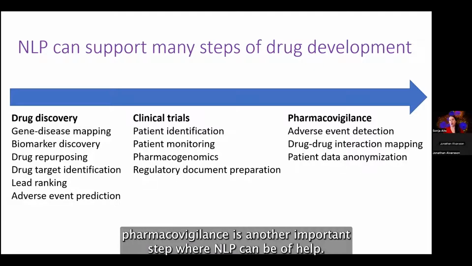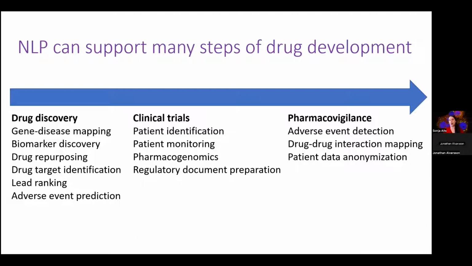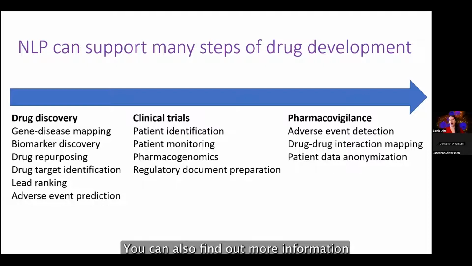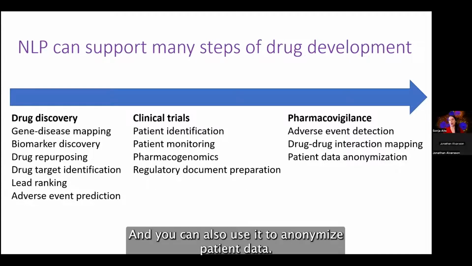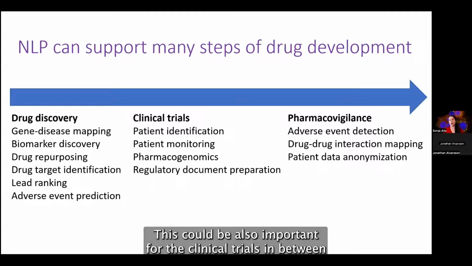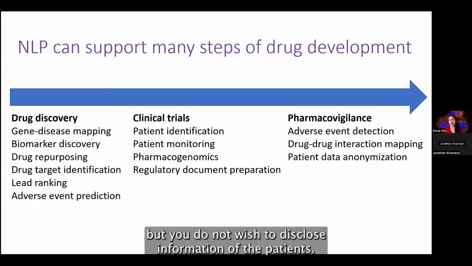Pharmacovigilance is another important step where NLP can be of help. So, for example, adverse event detection in reports that come in could be done by NLP. You can also find more information from electronic health records, for example, about drug-drug interactions. And you can also use it to anonymize patient data. This could also be important for the clinical trials in between, when you basically want to share data with a collaborator, but you do not wish to disclose the information of the patients.